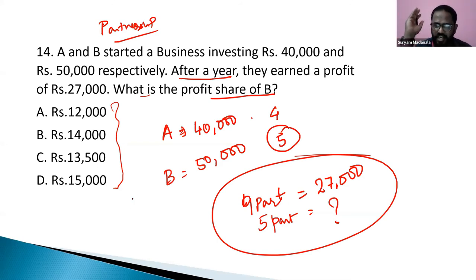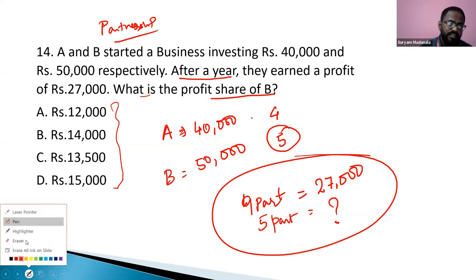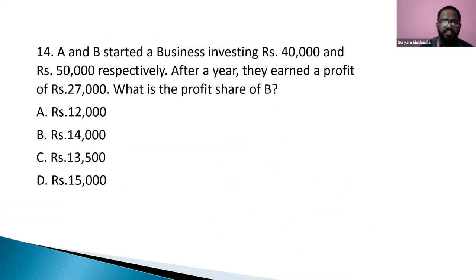Now see, I change my question again. We will match it in this way. A and B started a business investing 40,000. A invested for 8 months and B for 12 months. They received a profit of 27,000. Or we will make it 23,000. They received a profit of 23,000.